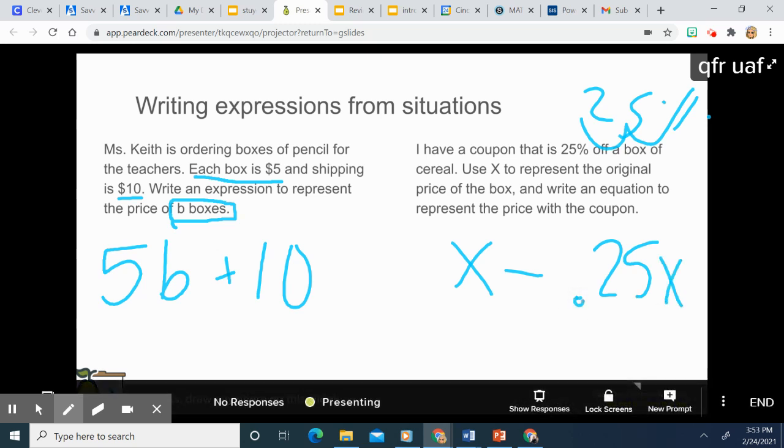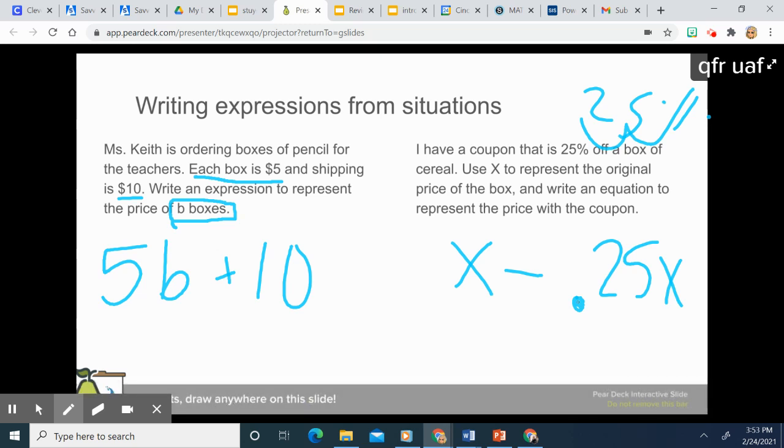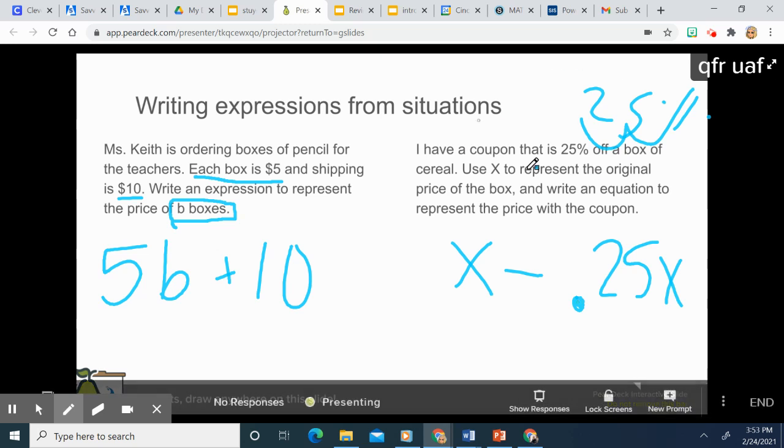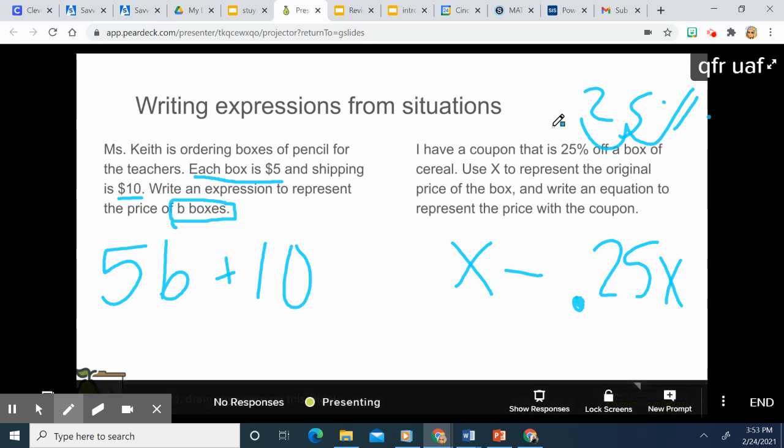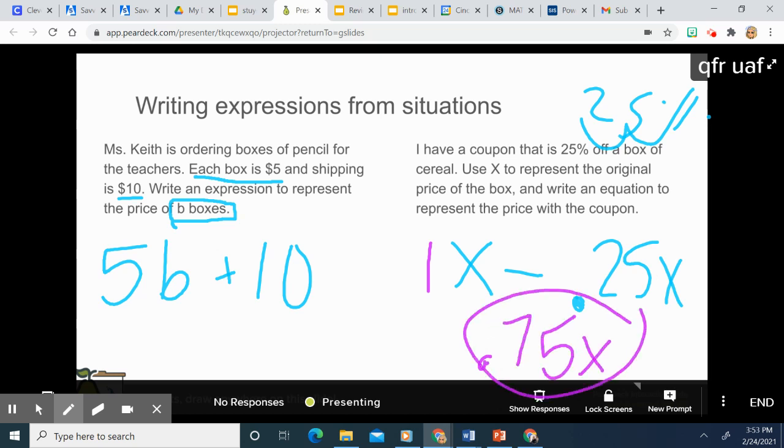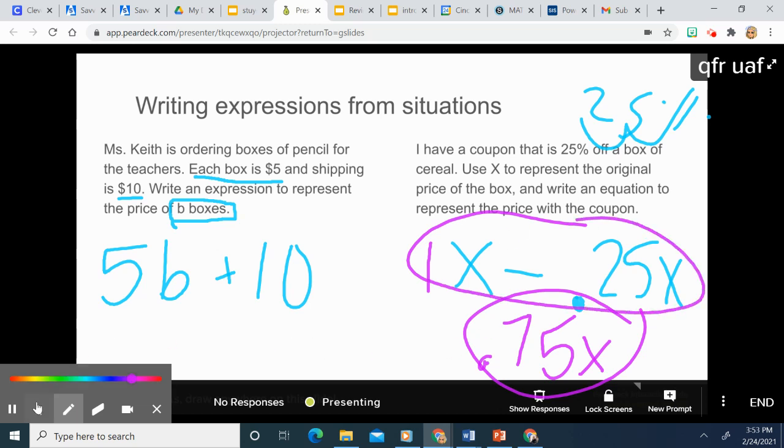So here is one expression, and I'm not gonna lie, on your test, it's gonna ask you to use two expressions to represent a situation like this. So I would write this down. So that's one, and then I can combine these like terms because this is an X and this is an X. Even though we don't see it, there's a 1 in front because this is just a single X. So this is 1X. So I do 1X minus 25 hundredths, which is 75 hundredths X. Okay, so both of these would work. On your test, it's going to ask you for 2.